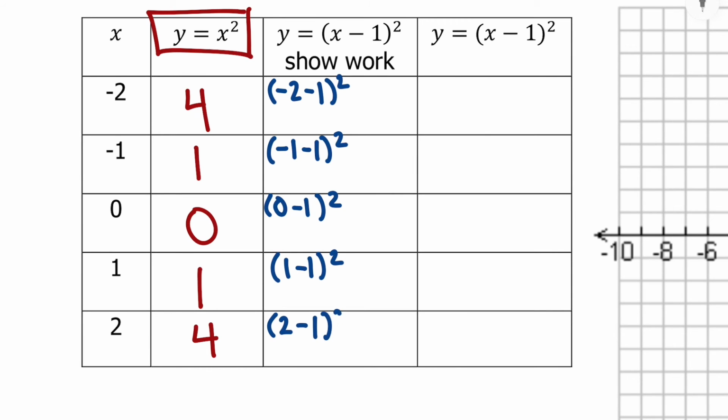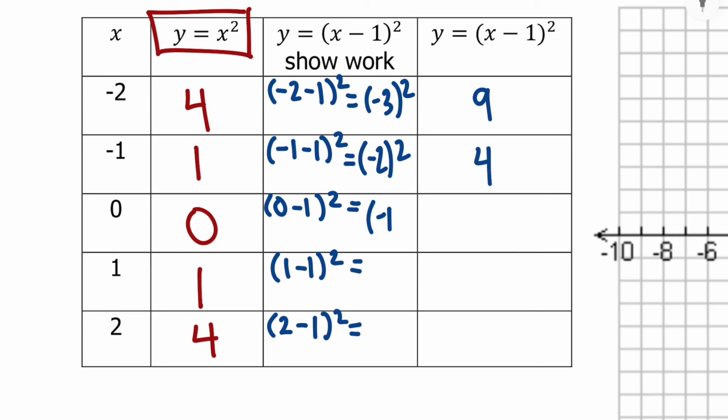And all that is happening here is I've just plugged in each of the x values all the way to the left. So then -2 minus 1 is -3 squared, which is going to be +9. -1 minus 1 is -2 squared, which is +4. 0 minus 1 is -1 squared, which is 1. 1 minus 1 is 0 squared, which is 0. And then 2 minus 1 is 1 squared, which is 1. So let's go graph that one.